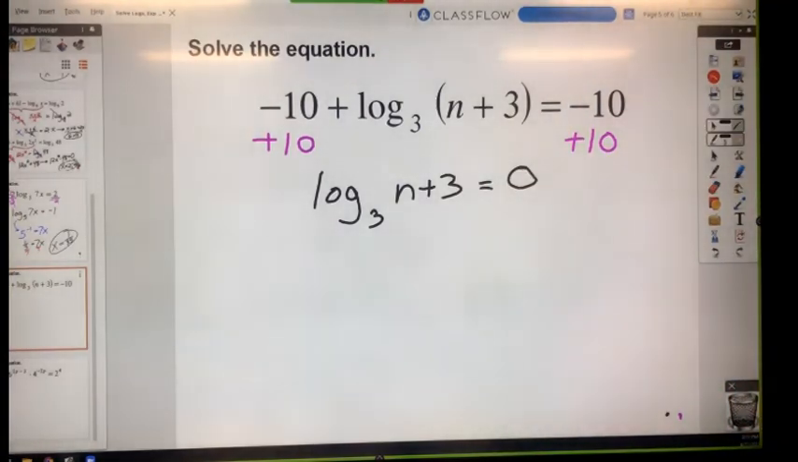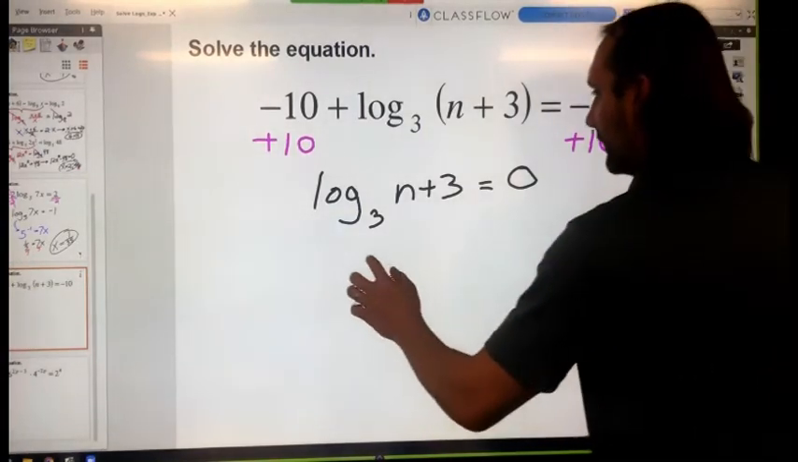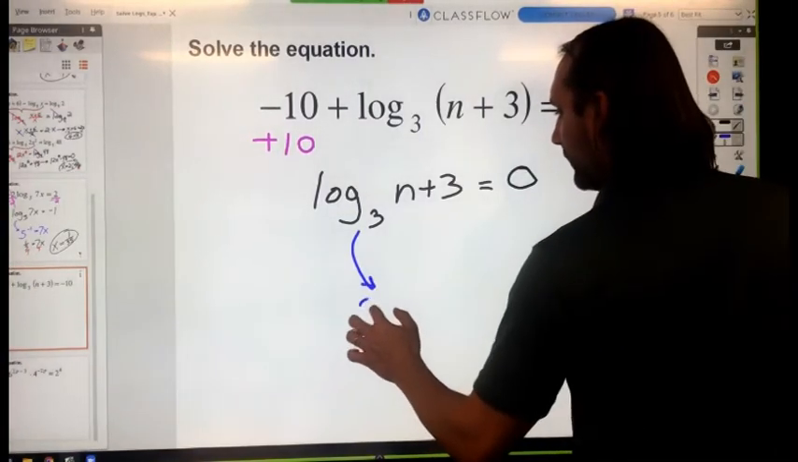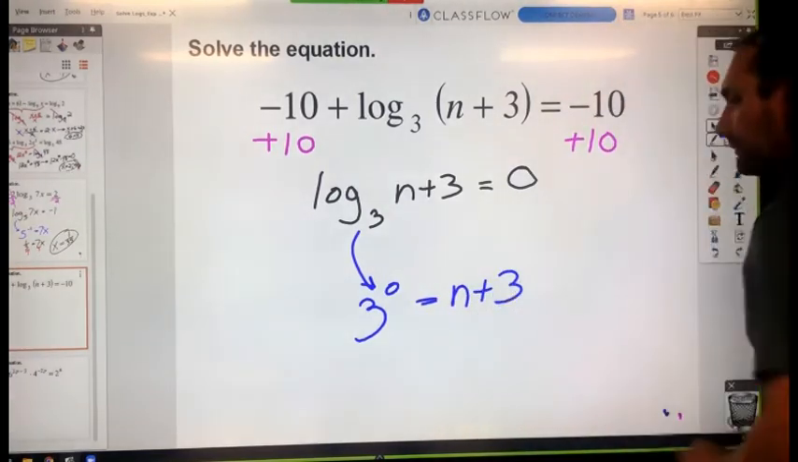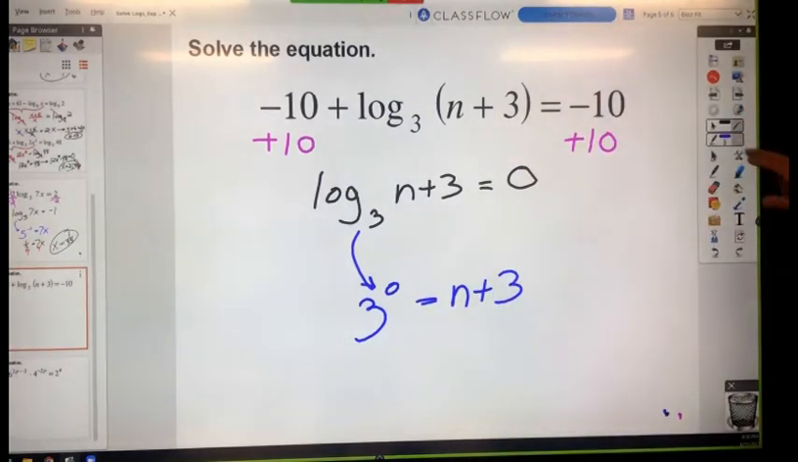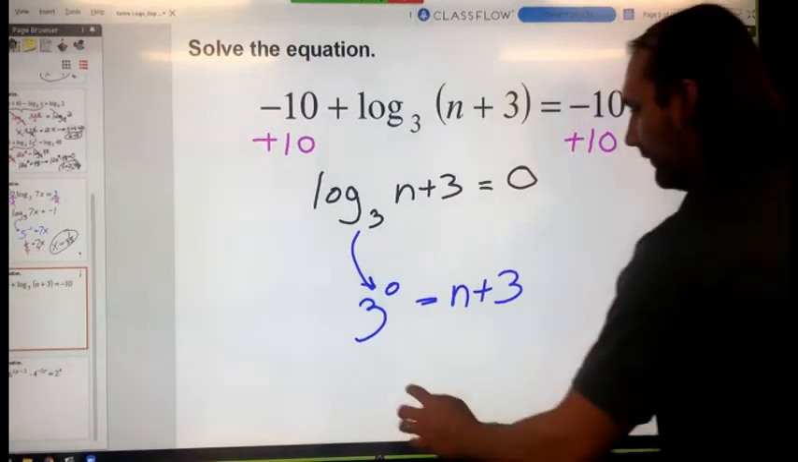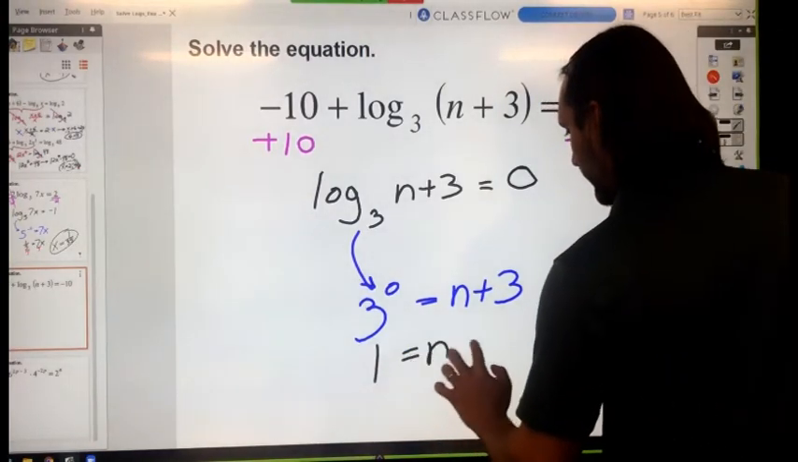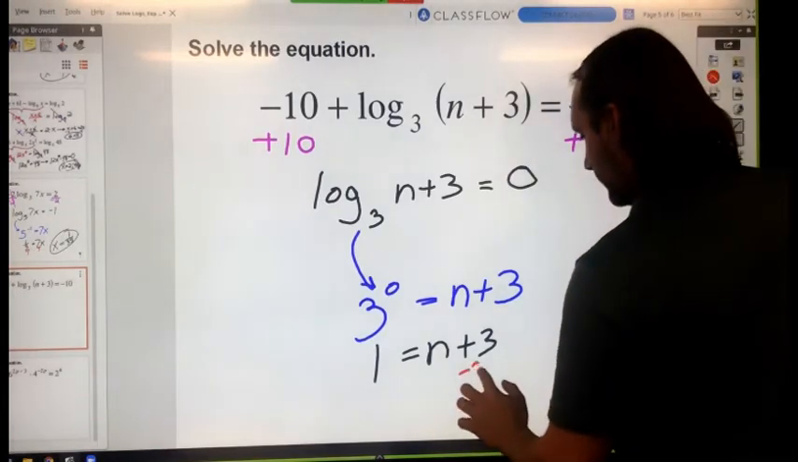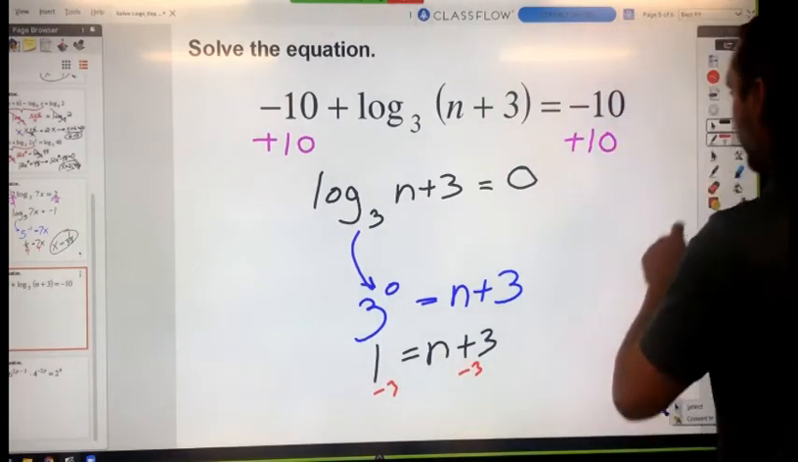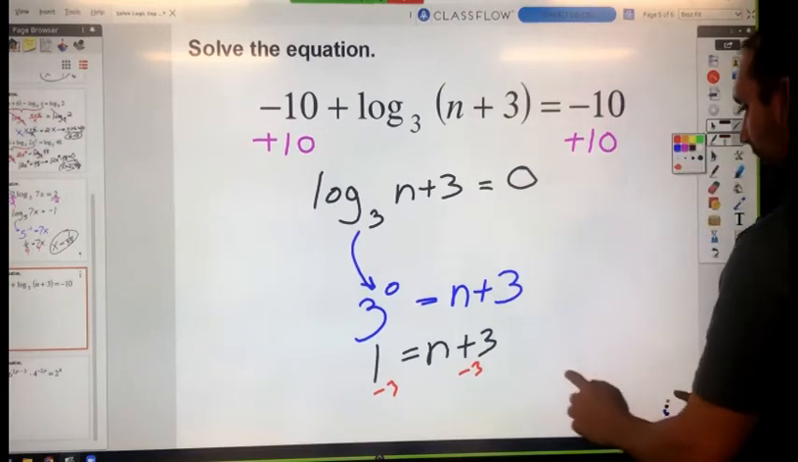Now what? Convert. Again, hopefully this is going to be second nature. So that's 3 to the power of 10 equals n plus 3. What is 3 to the power of 0? It is, in fact, 1. So 1 equals n plus 3. And then now, one more thing to do. Subtract 3. N equals negative 2.